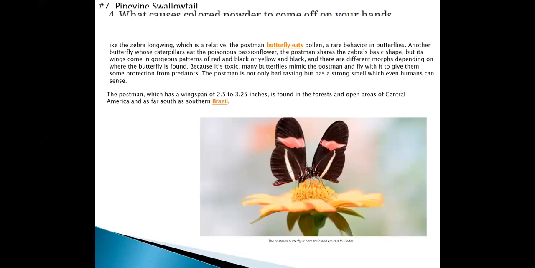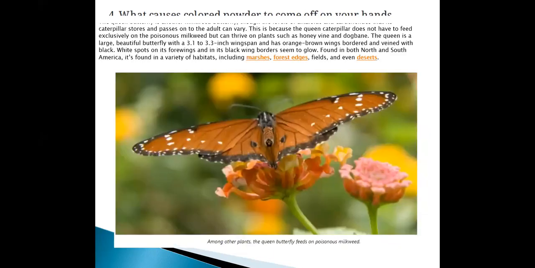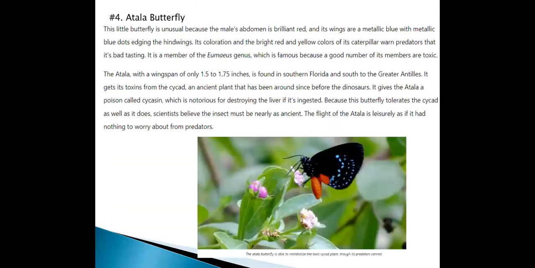And this is the postman butterfly. And this postman butterfly, you know what it does? It gives off some odor. It gives off a foul odor. You will not be comfortable with the smell which it gives out. So this is also not friendly for us. And this is another kind of butterfly. Generally, they are found in forests. So they are beautiful, but not friendly to us. This is the Atala butterfly. They also carry toxins in their body.